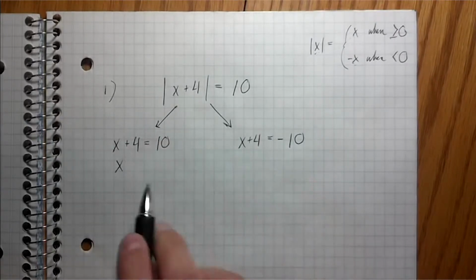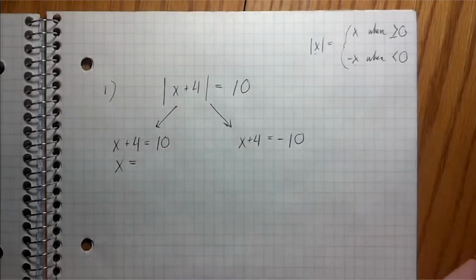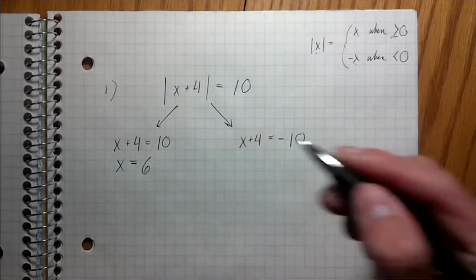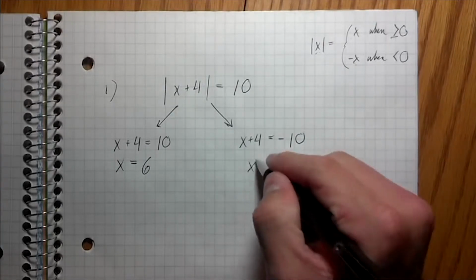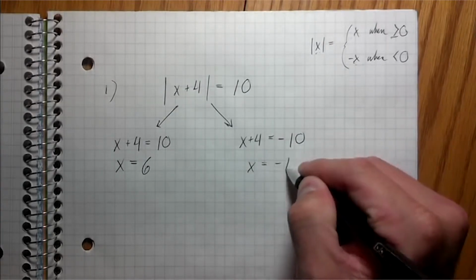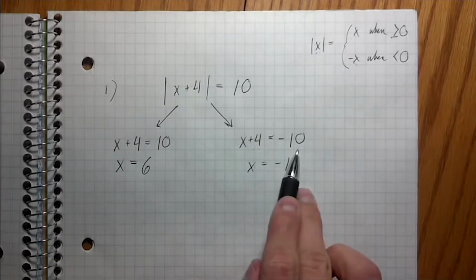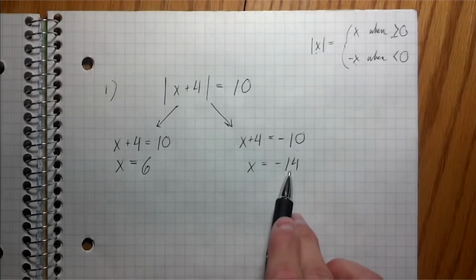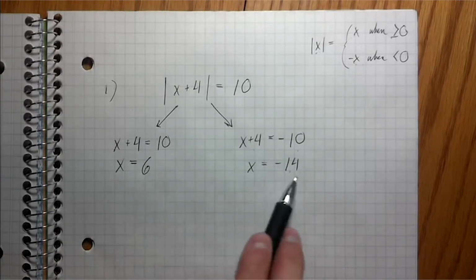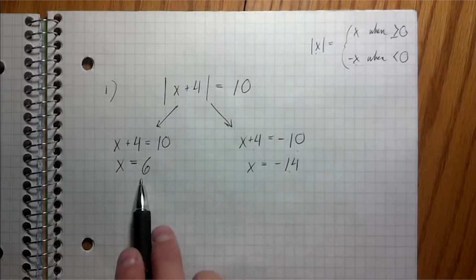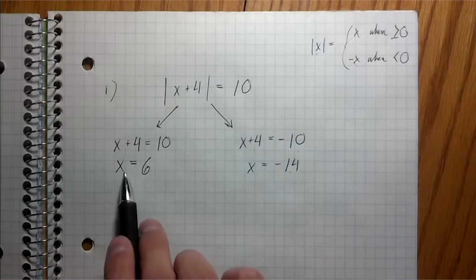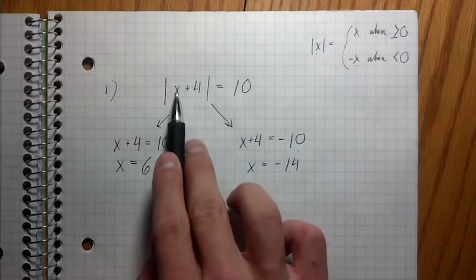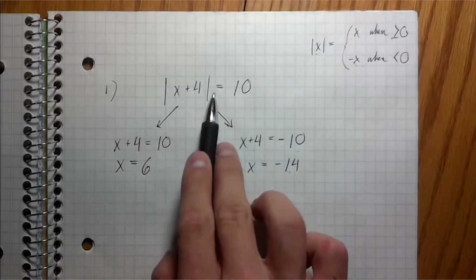This is really easy. I'm just going to subtract 4 from both sides. So in this equation the solution is x equals 6, and in this equation the solution is x equals negative 14, because negative 10 minus 4 is negative 14. Let's check the values to make sure it makes sense. If I put 6 in for x, 6 plus 4 is 10. Absolute value of 10 equals 10.